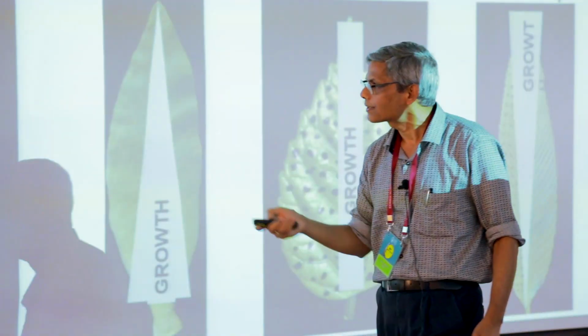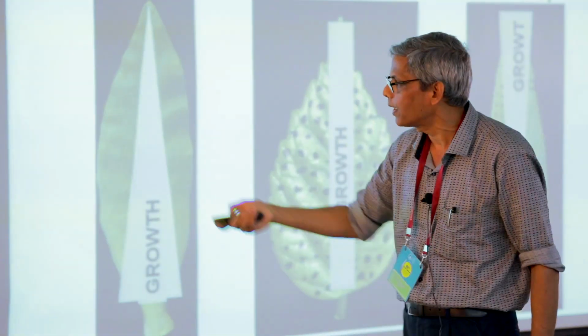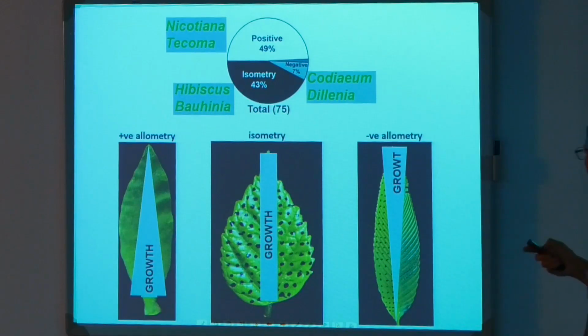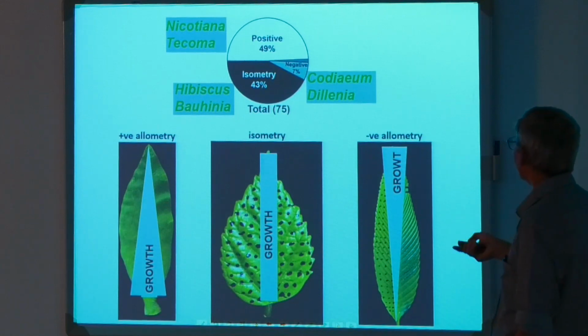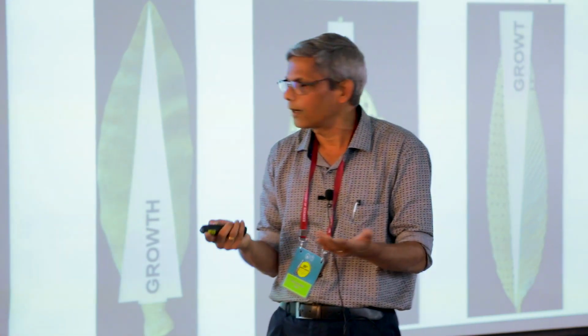So if you put all these three together, you have three different ways to grow, three different polarities of growing: positive allometry, or growing from the base, negative allometry, growing from the top, and no polarity at all, growing synchronously. And there must be some reason, there must be some molecular basis for that.